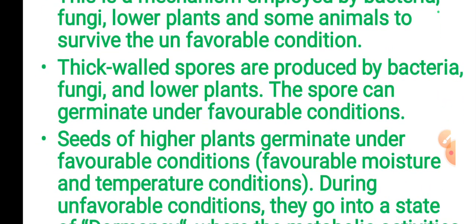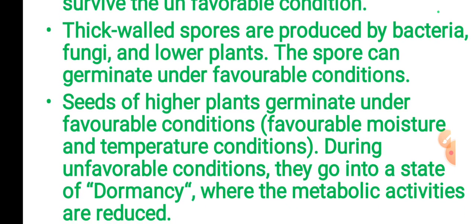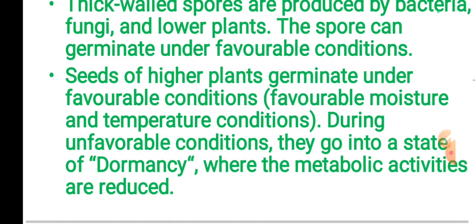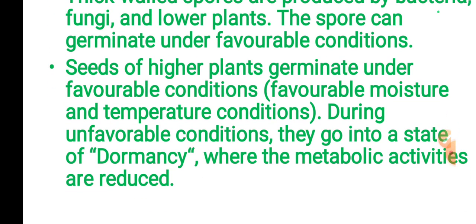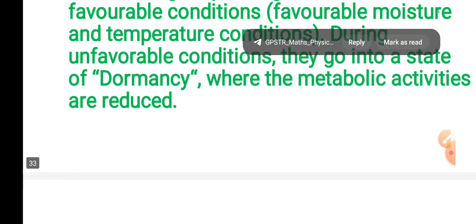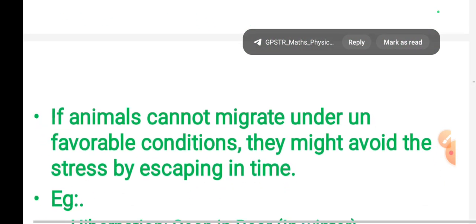Thick-walled spores are produced by bacteria, fungi, and lower plants. The spores can germinate under favorable conditions. Seeds of higher plants germinate under favorable moisture and temperature conditions. During unfavorable conditions, they go into a state of dormancy, where the metabolic activities are reduced.